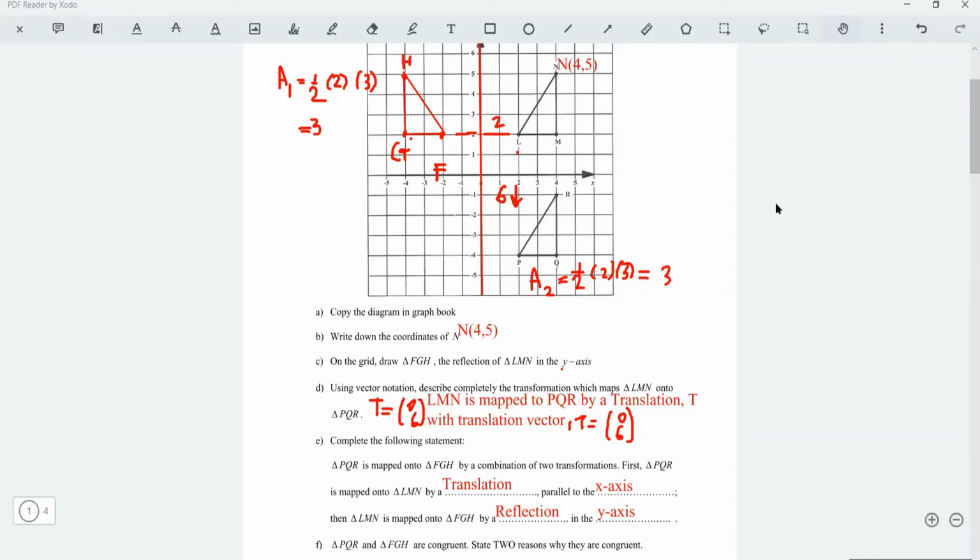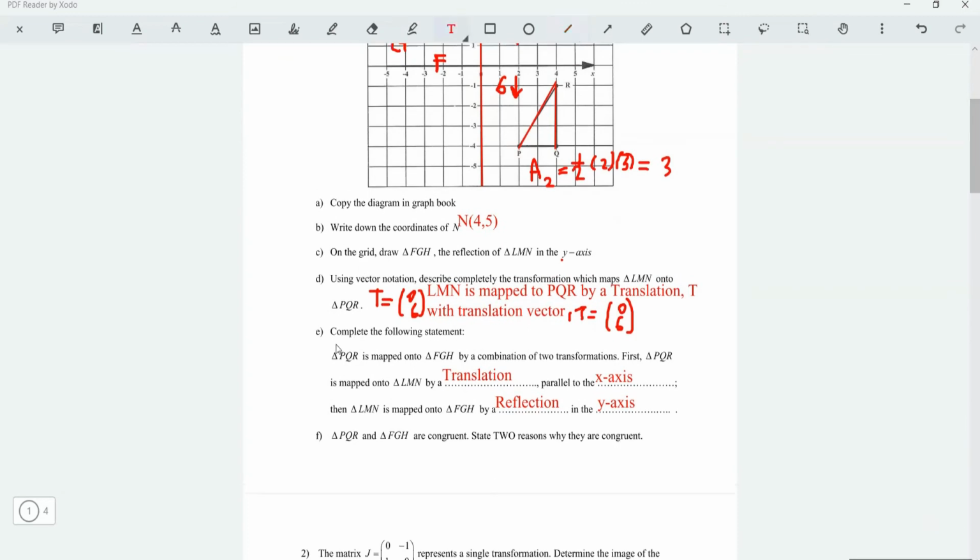Now, not only do they all have the same area, but if you were to measure the length of HG and the length of RQ, those are the same. If you measure the length of the hypotenuse of both triangles, those are also the same. So we can see that their corresponding sides are equal in length, hence they are congruent.